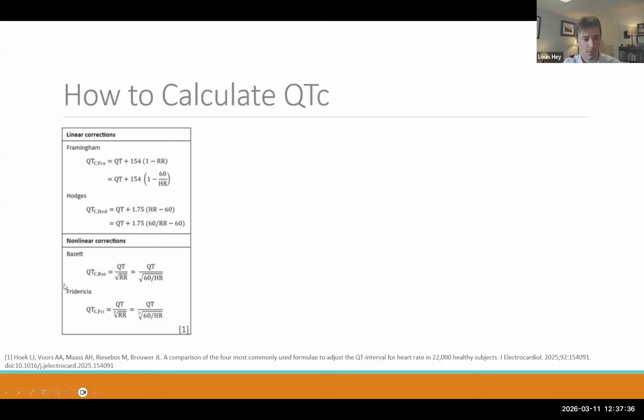Bazett's, I think, was one of the first. It was like 1922 or 1923. That one is very good. It's what most people use. I think it's what most of the algorithms on the automated reads use. The only problem is it really falls off outside of a heart rate of 50 to 90. So below 50 and above 90, it really starts to deviate very quickly from what people consider to be more of a true representation of the QTc.